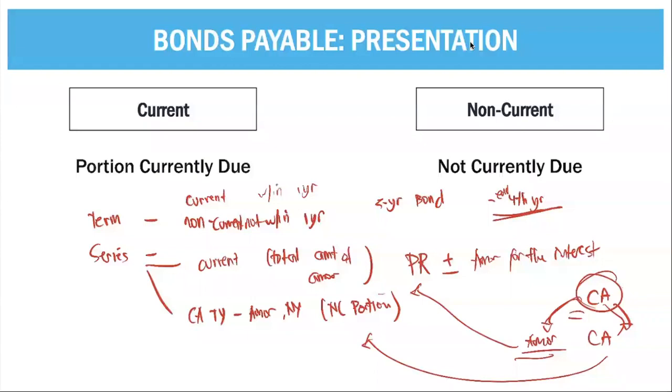So this is the current amount. Take an amortization table, say year 1, year 2. Year 1 has a carrying amount. The current portion is the amortization of year 2, and the non-current portion is the carrying amount of year 2. That's how it is for a series. For a term bond, it is current if within 1 year and non-current if not within 1 year, as a whole. For a series, you divide it into current and non-current portions. The current is the amortization, and the non-current is the carrying amount. Okay, that's for bonds payable presentation.